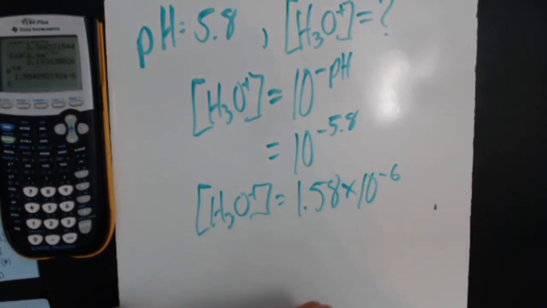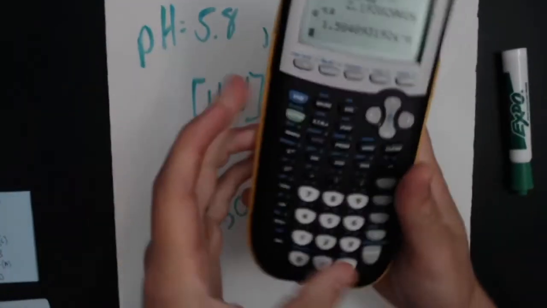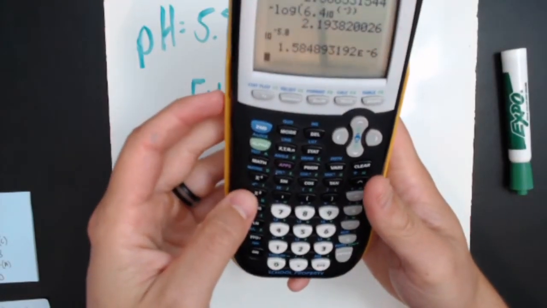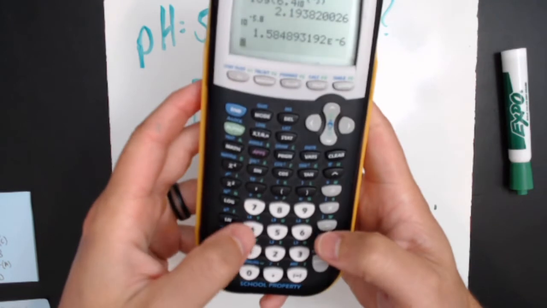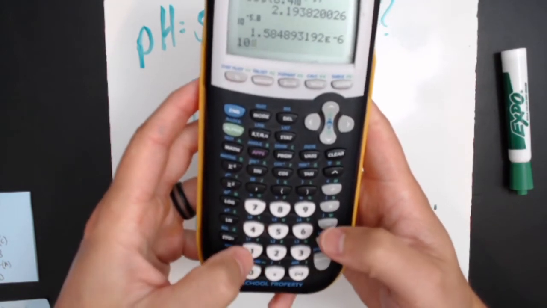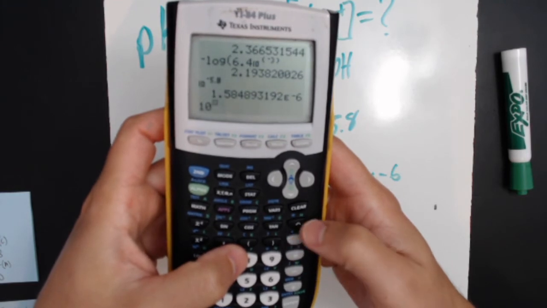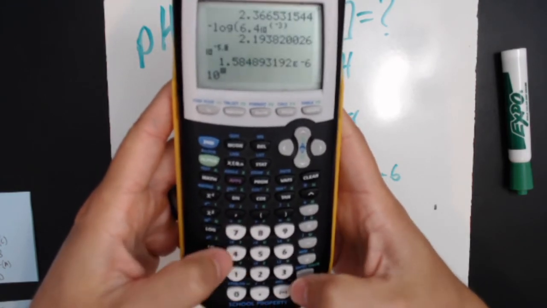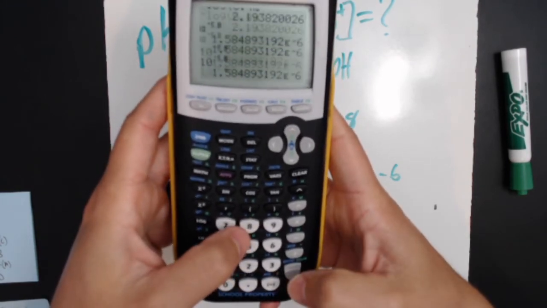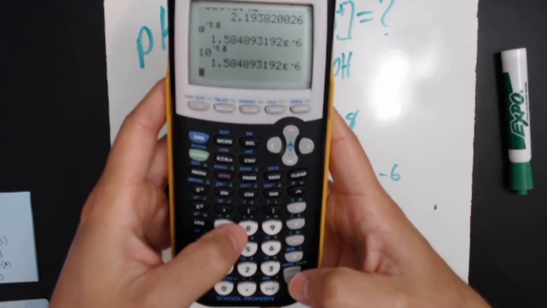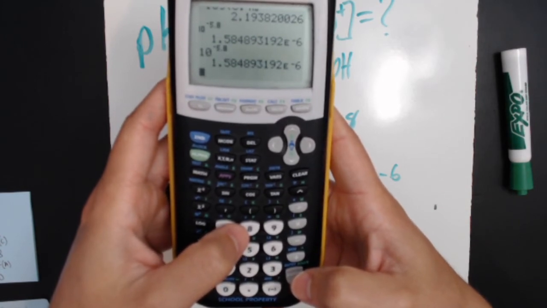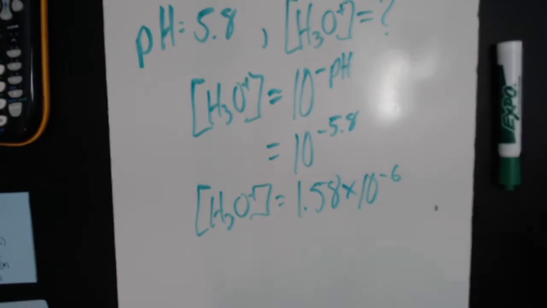Very simple. Calculator's doing all the work. If you don't have a second function on your log, you could just do it another way. You could just type in 10, and then do your little up arrow, and then just hit negative 5.8, and look at that, you get the same answer. Crazy, right? Alright, let's look at number 5.